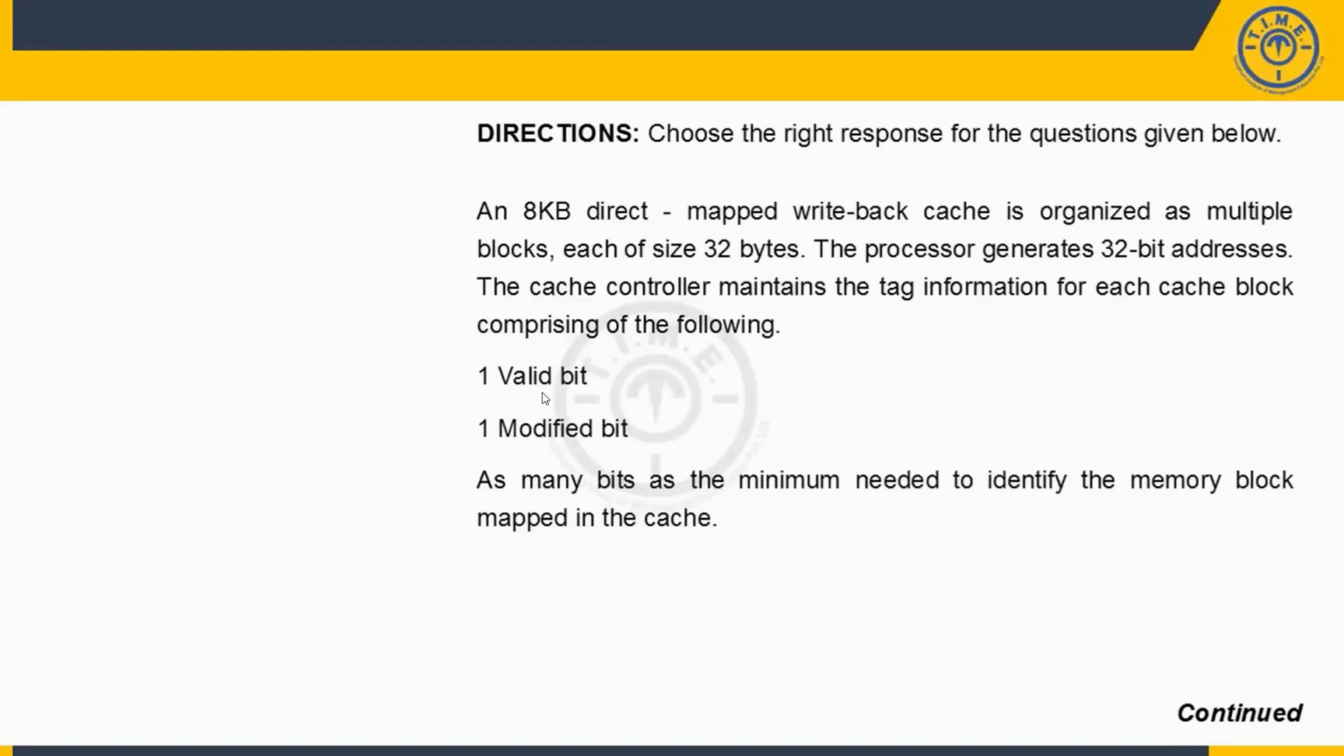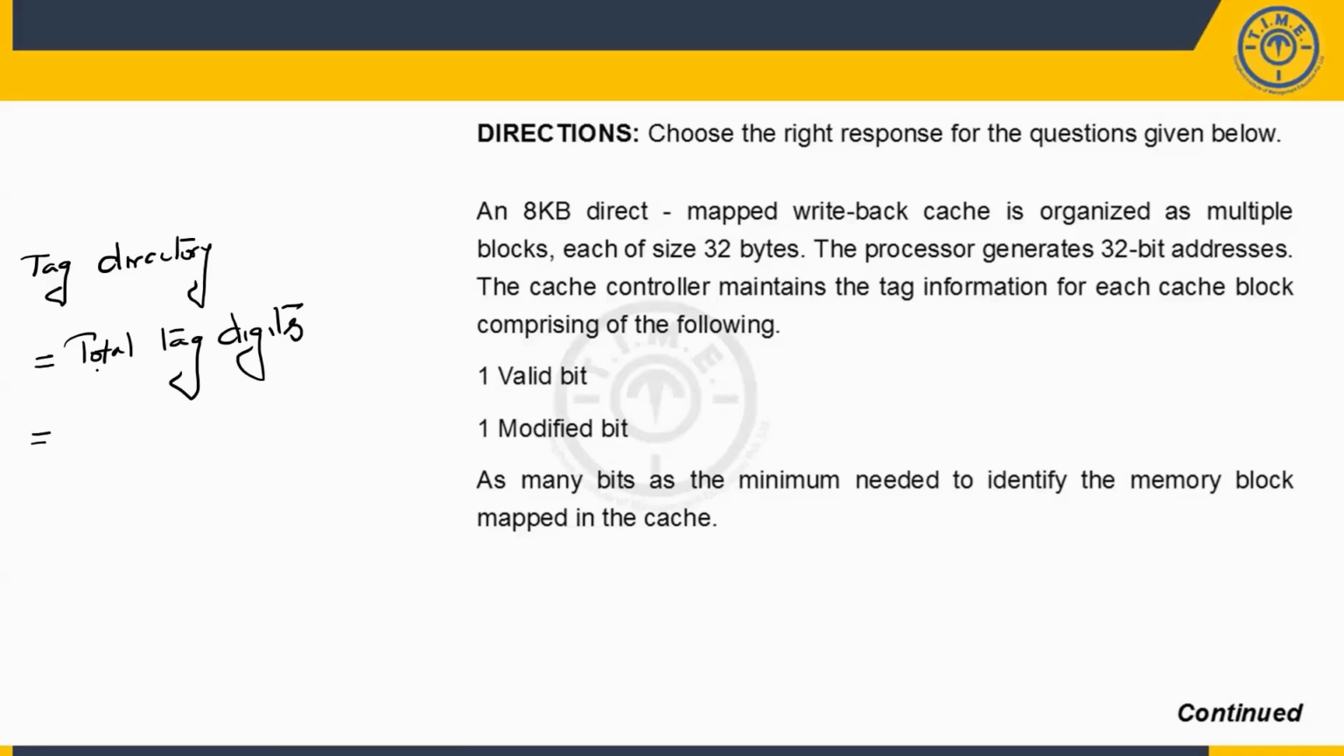Choose the right response for the questions given below. What is the question here? This question is about the tag directory, which is another important parameter in cache memory. For every cache system in a CPU, we're going to maintain something called a tag directory. What is a tag directory? Tag directory is equal to the total tag bits in the system.